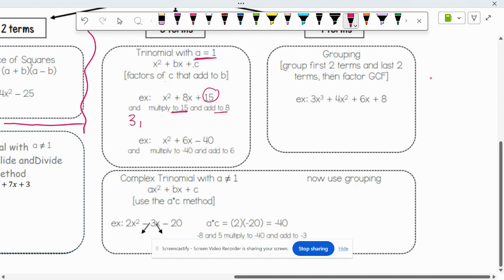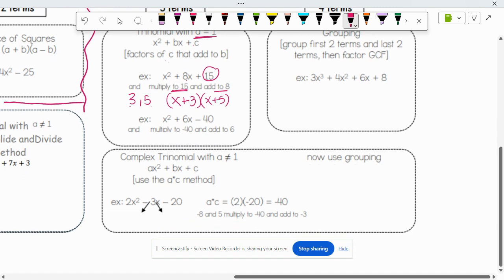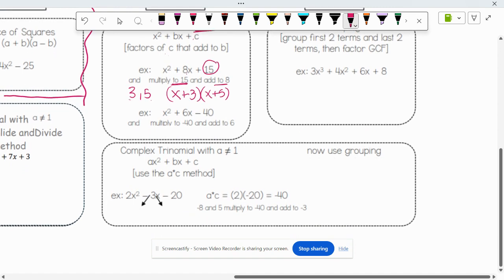3 and 5. So the factors that you choose are the factors you use. X plus 3 times x plus 5. What are 2 numbers that multiply together to give you negative 40 that add up to 6?